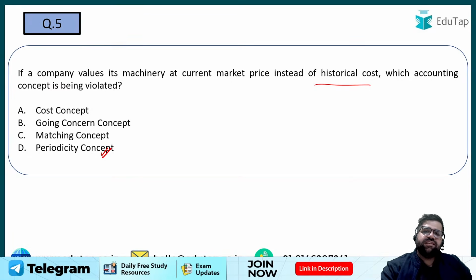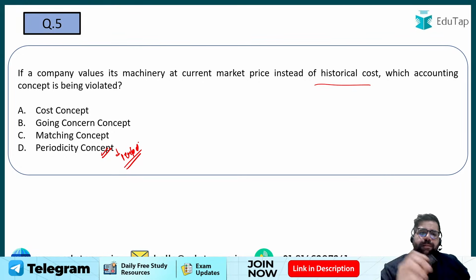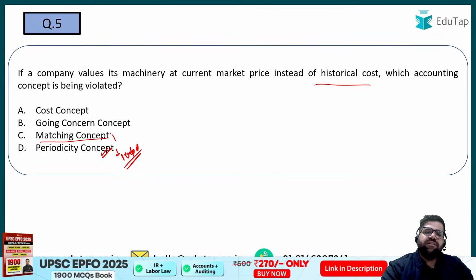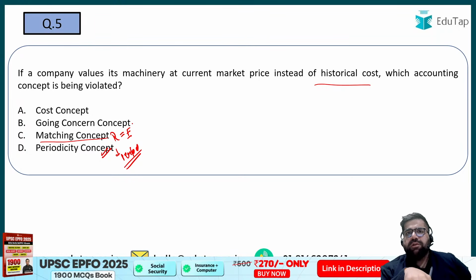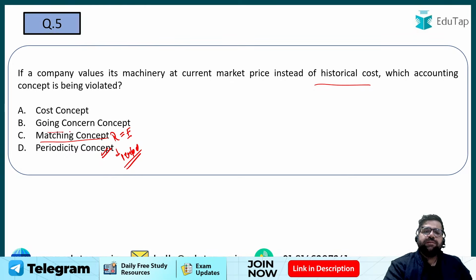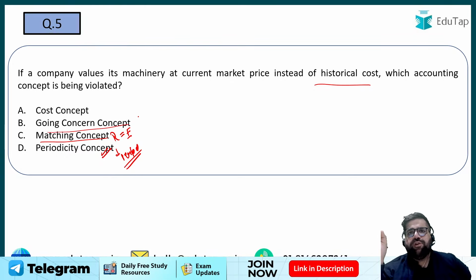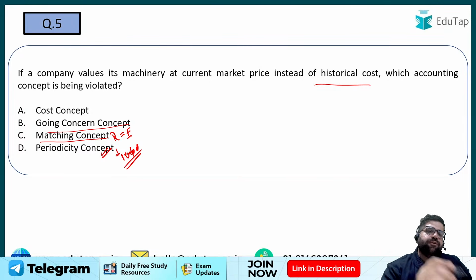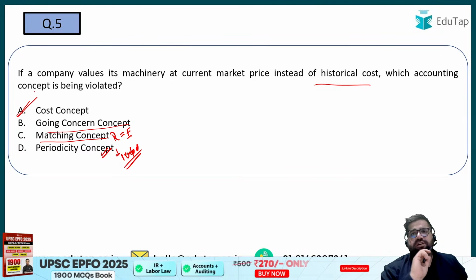Periodicity concept, we have discussed that you have to follow one particular period, whether it's quarterly, half yearly, or yearly. Matching concept basically says that the revenue of that particular year should be matched to the expenses of that particular year. तो अगर मैंने revenue 1000 units का लिया है, तो expenses भी 1000 units का ही लेना होगा. Going concern basically says that my business will continue for a longer period of time. So the leftover option is option number A only, which is cost concept.